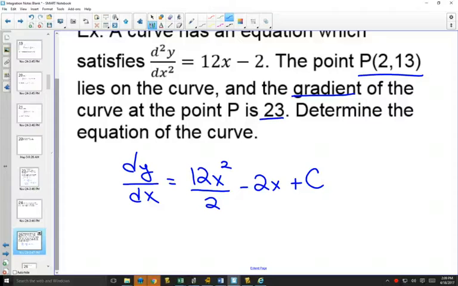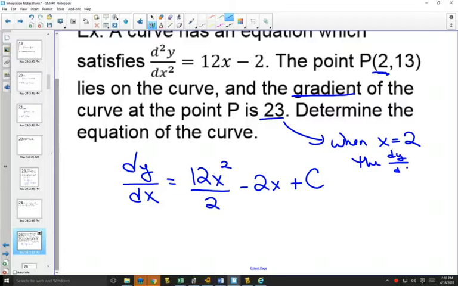So again, we have to think, what does the derivative tell us? The derivative is the equation of all the slopes. The point (2, 13), that's a point on the original curve. That's not a point on the derivative necessarily. So we're going to have to use that the gradient at the point P is 23. Well, if we're using that, what does that mean? It means when x is equal to 2, because that's my x coordinate on my point P, then dy dx, the slope, has to equal 23. That's what that sentence means.